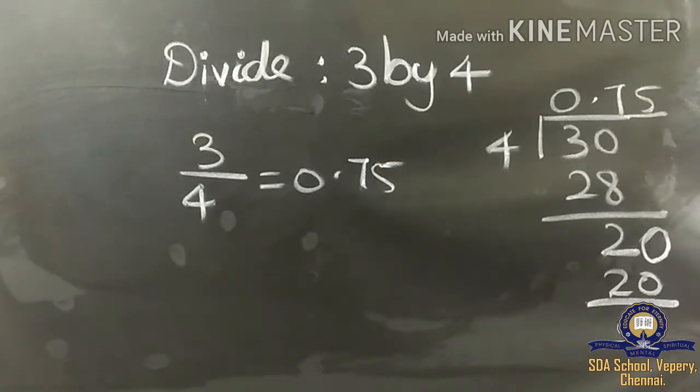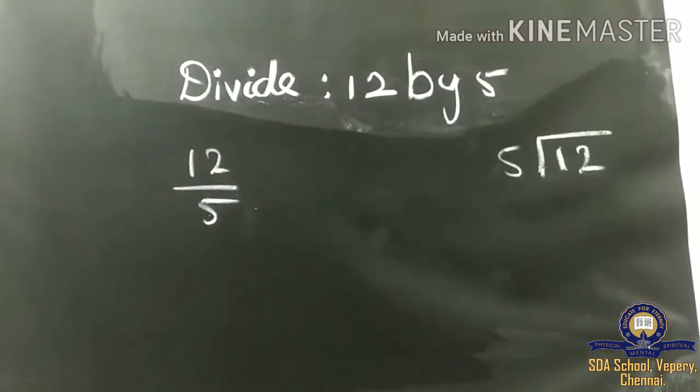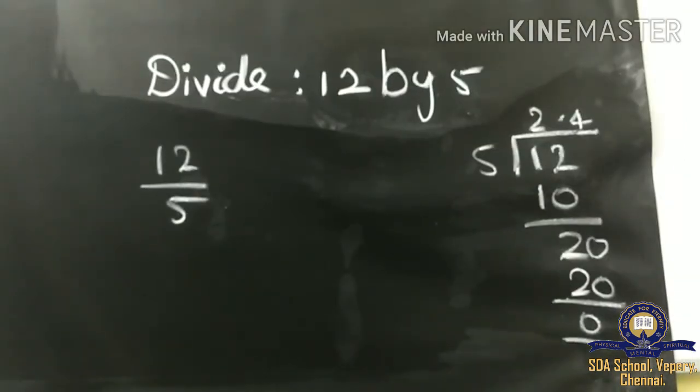Okay, let's see one more example. Divide 12 by 5. Here you can see that your dividend is the greater number and your divisor is the smaller number. If you divide 12 by 5, what will be your answer? Let's see. 5 twos are 10, right? If you subtract, your answer will be 2. And here you are going to add a decimal point, make 2 as 20. Then 5 fours are 20, and your quotient will be 2.4 and your remainder will be 0.